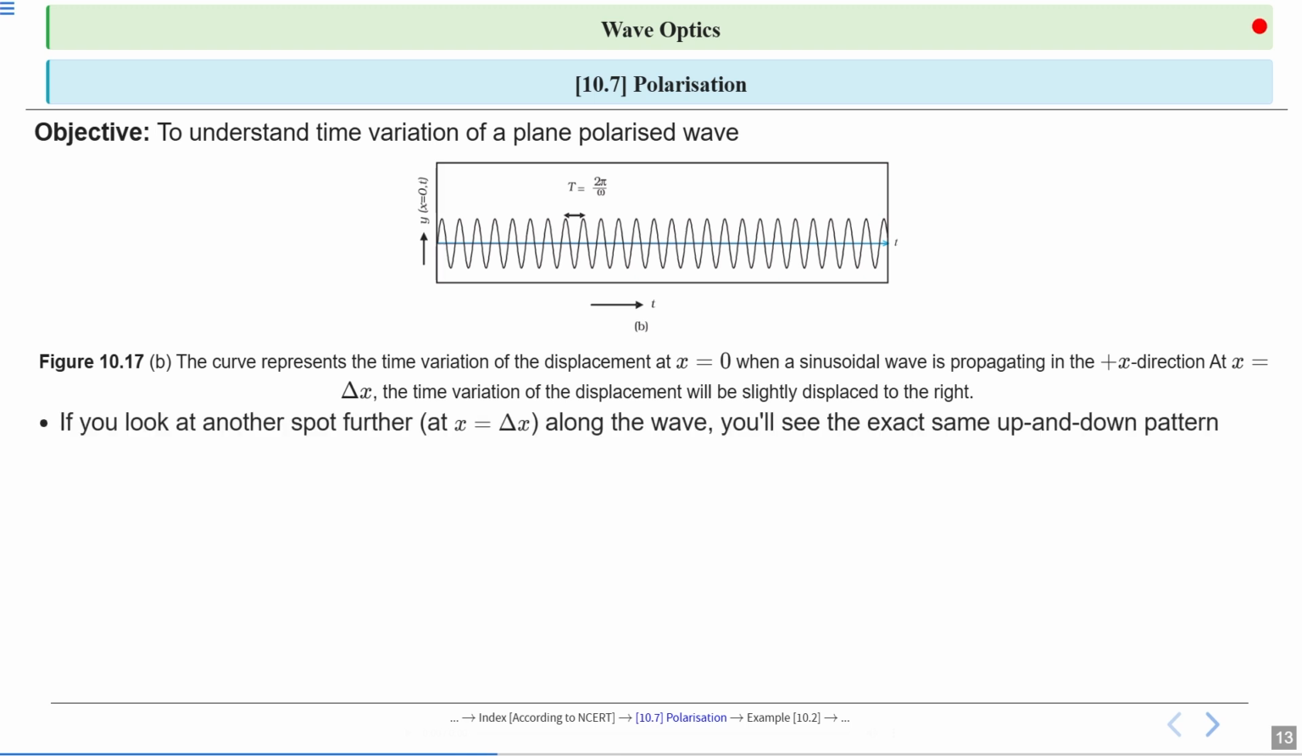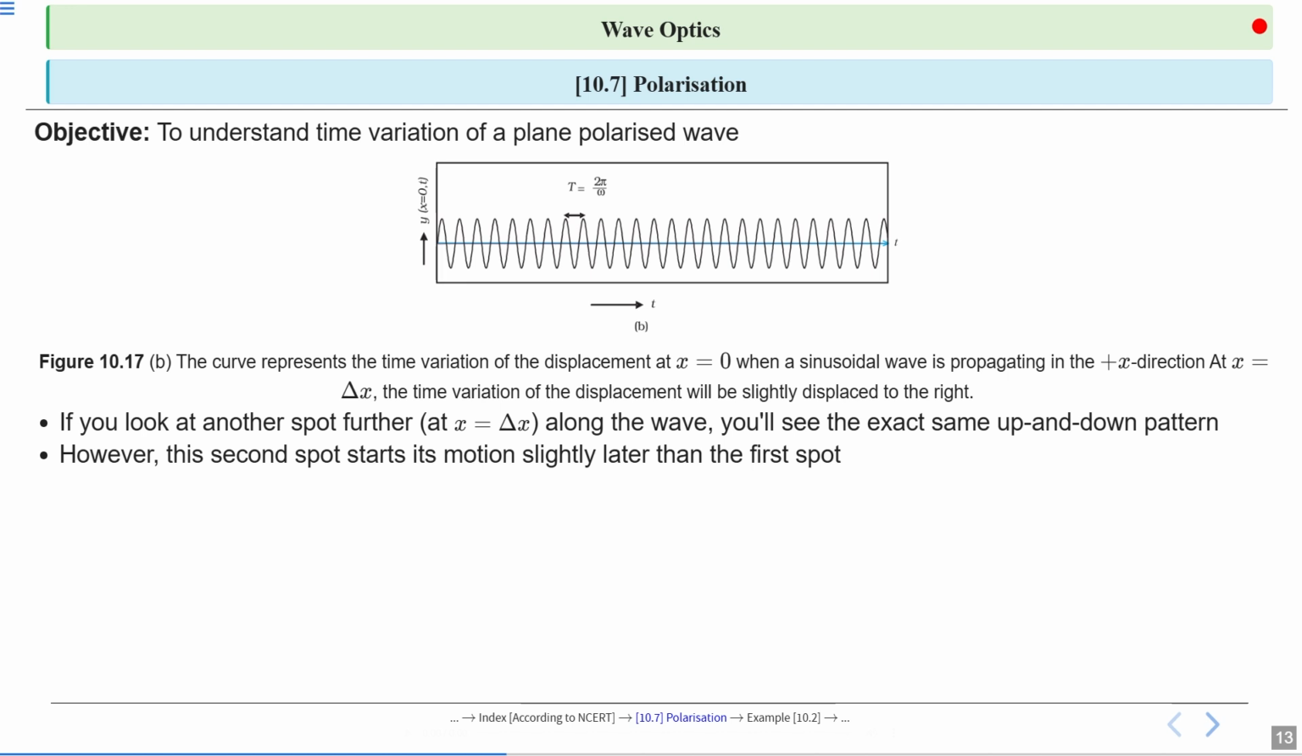Let's examine what happens if we observe another point further along the wave at x equals delta x. You will notice that this point exhibits the same up and down pattern as the initial point, that is x equal to 0. The initial position was x equal to 0. This is an important characteristic of waves, that is, they repeat their pattern over space.